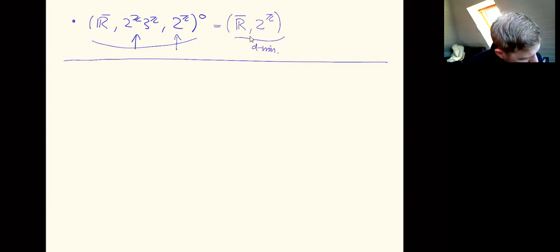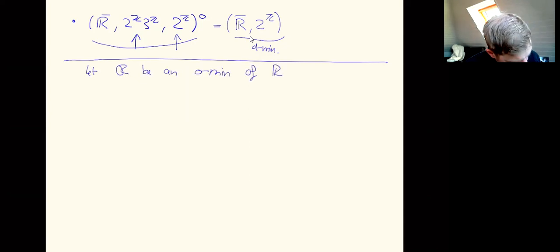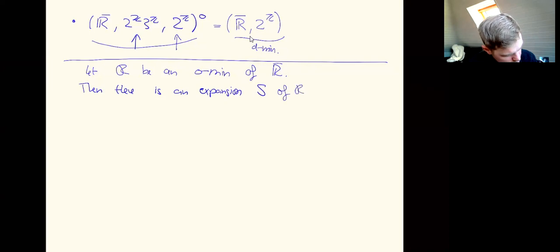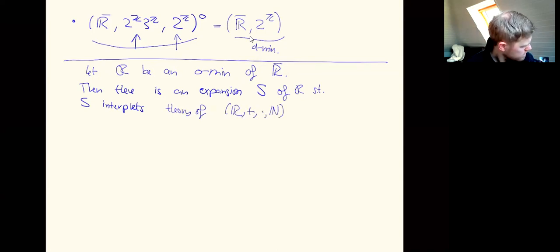So really, if you take any o-minimal expansion of the reals, I think it works also in the case of the group, then you can always find an expansion, call it S, of R, such that S interprets second order arithmetic, yet the open core of S is R. This is actually not that hard to show.